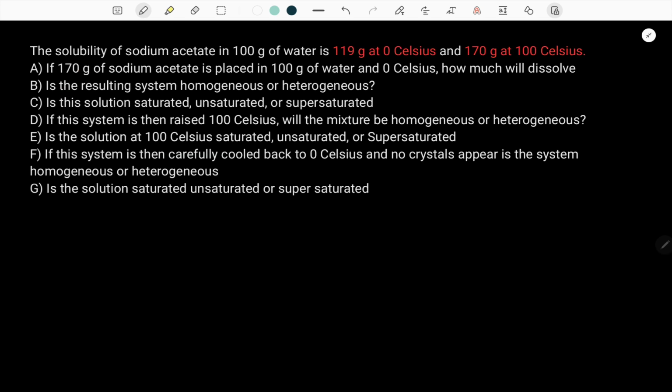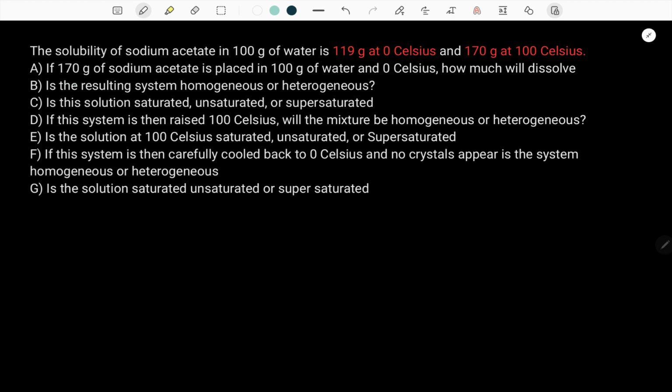So this is an example, so let's read it. The solubility of sodium acetate in 100 grams of water is 119 grams at 0 Celsius and 170 grams at 100 Celsius. So it is telling us that 119 grams will dissolve in 100 grams at 0 Celsius, and 170 grams will dissolve at 100 Celsius. So now let's look at a question.